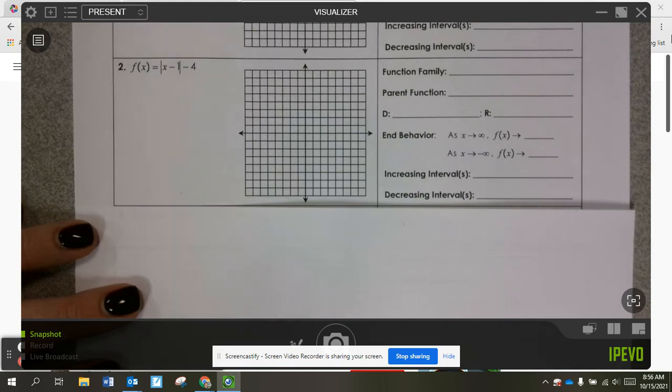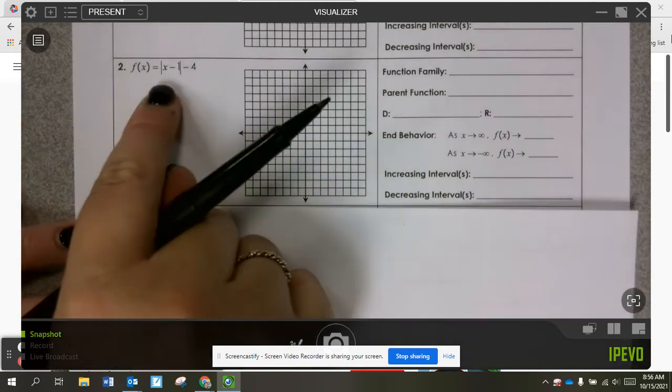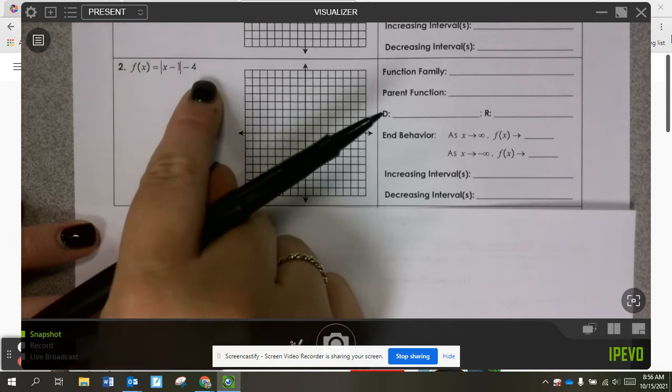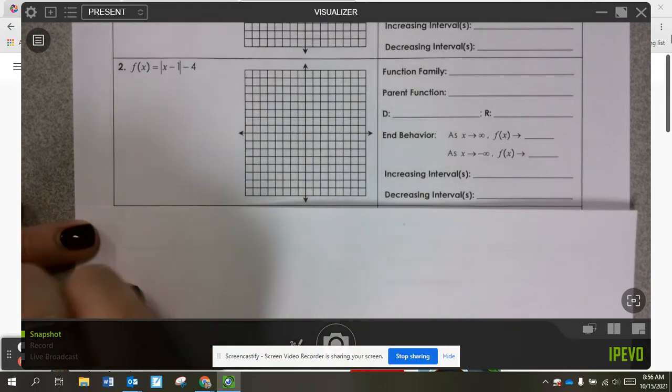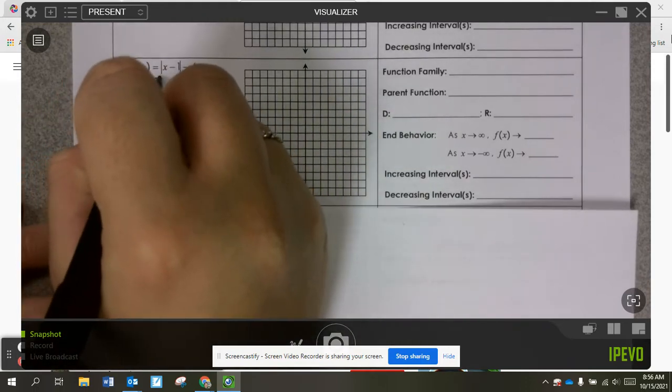Hi everyone, I'm here to go over everything we know about absolute value functions, particularly when we don't have a graph. So let's start by taking a look at the function they've given us, the absolute value of x minus 1, minus 4. And the first thing I'm going to notice is my transformations.